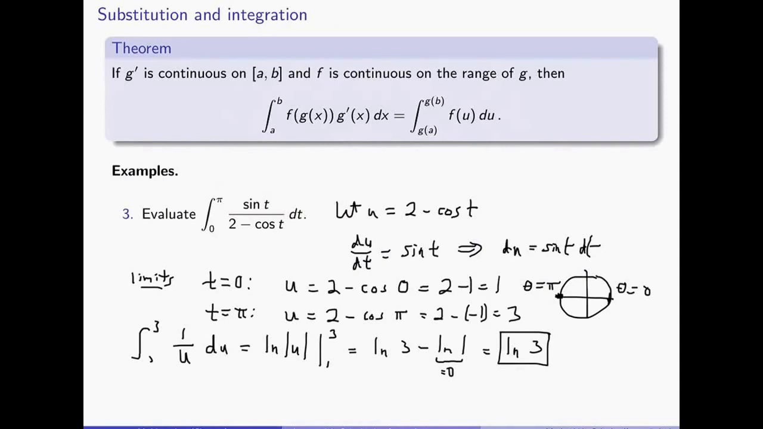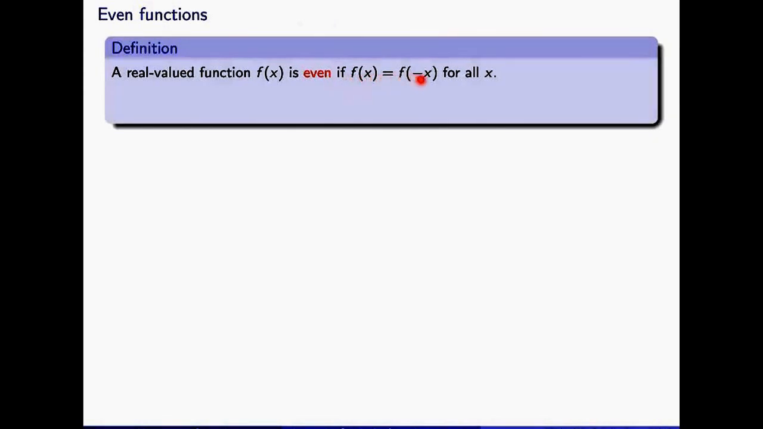Okay, now I want to review a few shortcuts for integration. You may or may not have seen this, but I think both of these are going to be very intuitive. First of all, a function f of x is even if this condition holds: f of x equals f of negative x for all x. What this is saying in plain English is that f of x is symmetric about the y-axis.